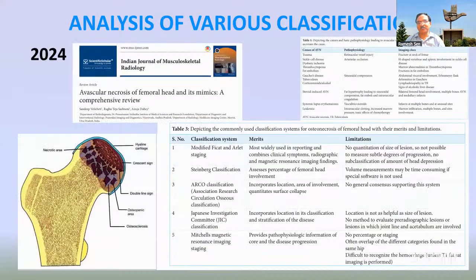The question is, thereafter, there have been many classifications. Every classification has its pluses and minuses. And this is what this paper, again an Indian paper, has described: what is good and what is not so good about each classification. So the question comes, which one should we use?